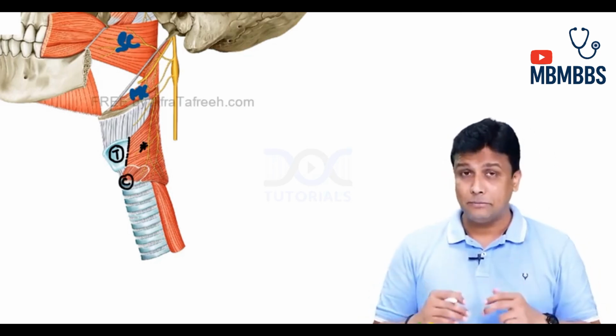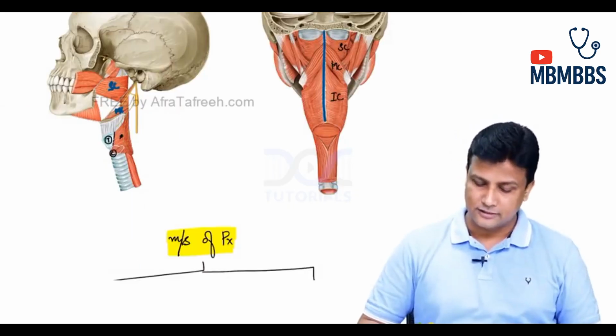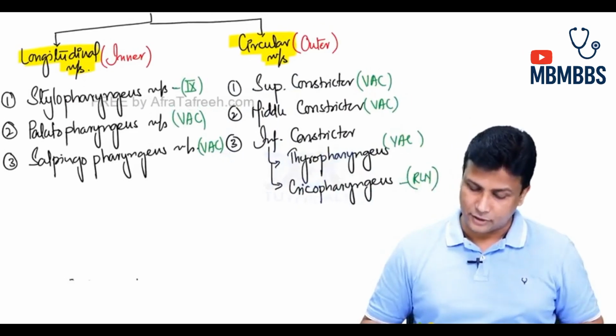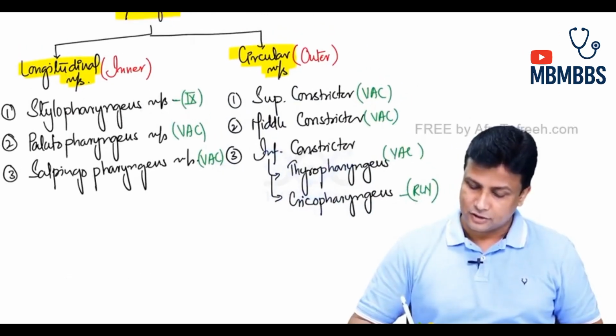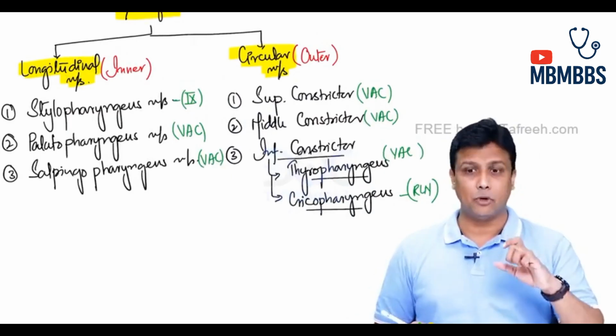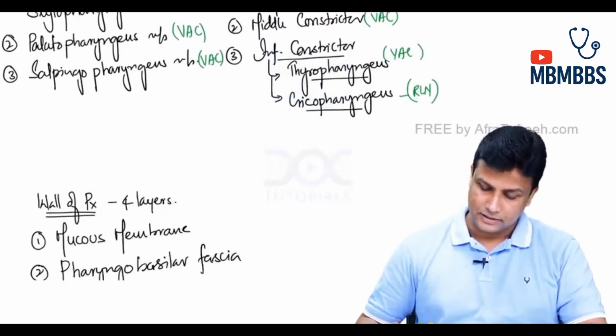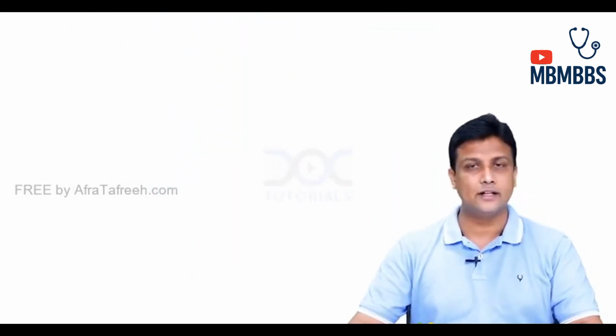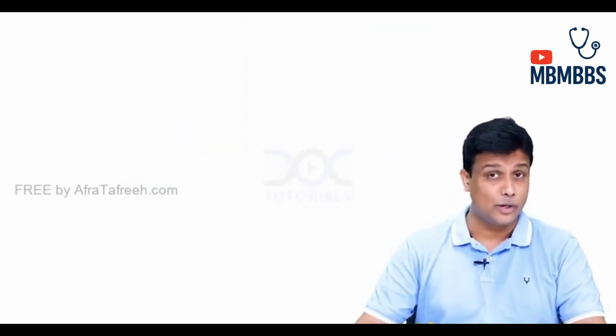So now, let me take your concentration towards that inferior constrictor, 2 parts of that. I made you write down here, inferior constrictor, the 2 parts of that, thyropharyngeus and cricopharyngeus. Let me tell you the important concept related to that one. So muscles done, their nerve supply done, all the layers in the wall of the pharynx are done. And now let's learn one important concept here.